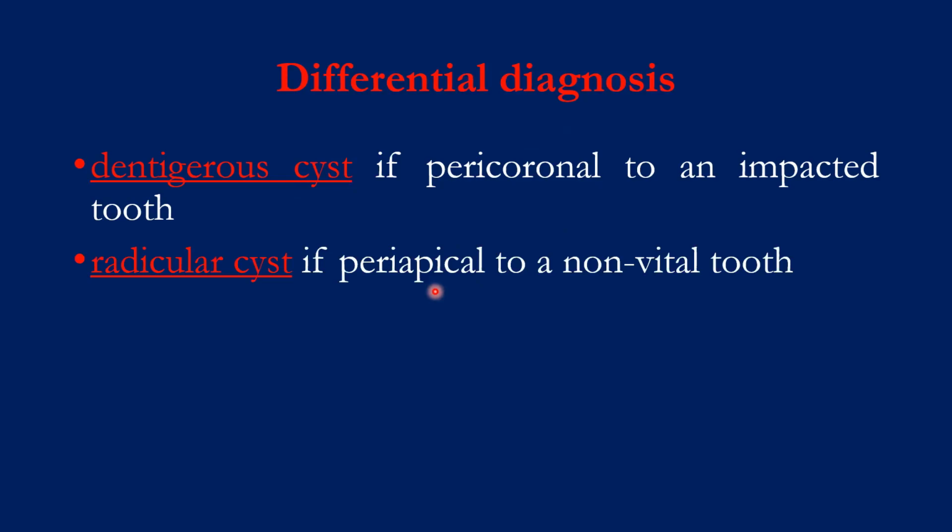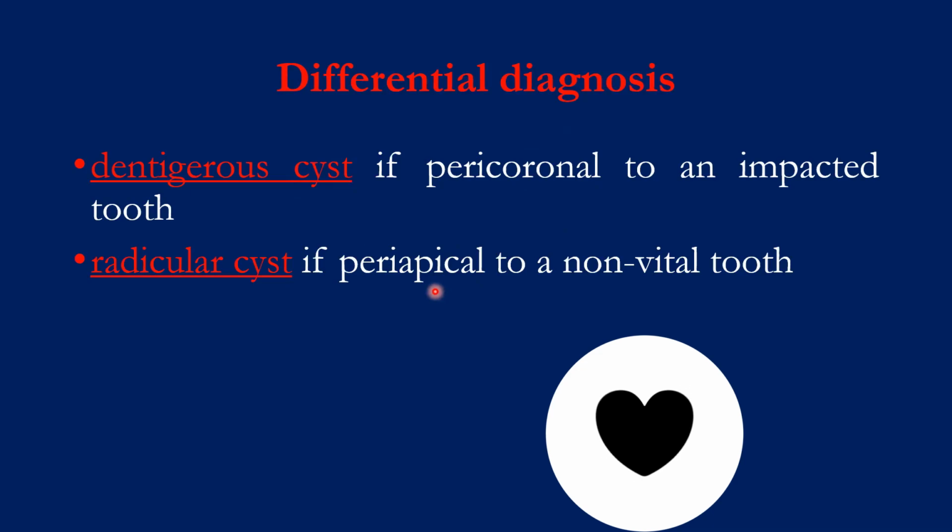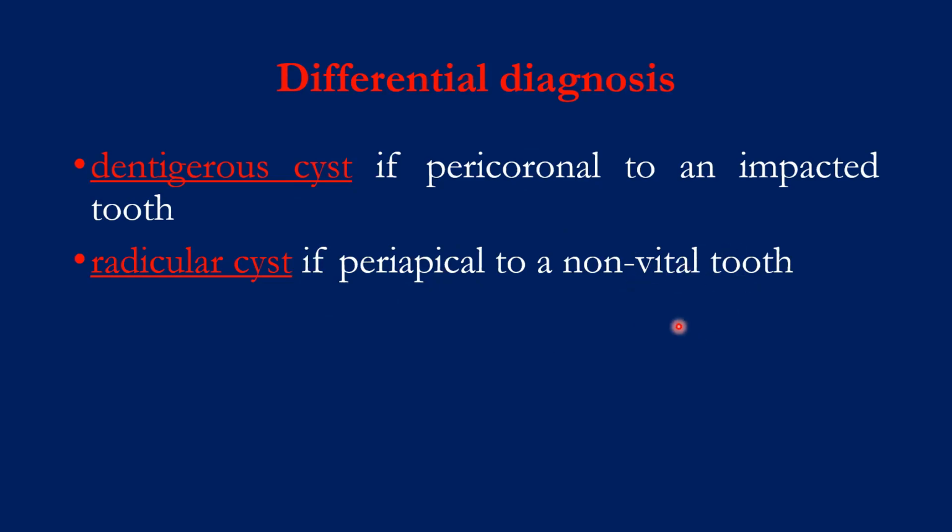Radicular cyst could lead to some kind of confusion, but it is situated periapical to a non-vital tooth, which is a synonym for radicular cyst, and that itself should give away the clue. But eventually histopathology, again, like I always say, is the gold standard for diagnosis.